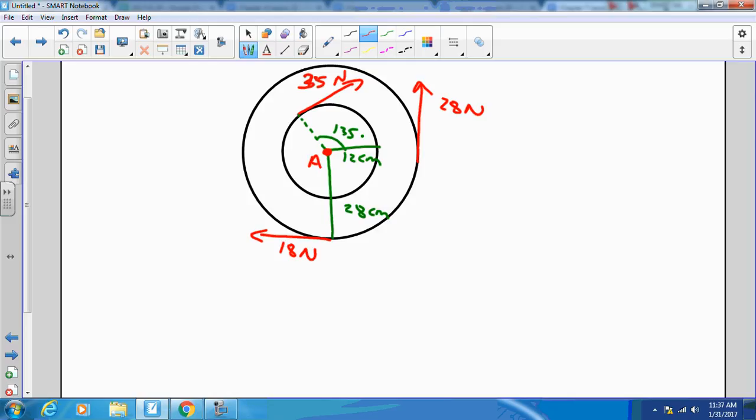If I label this point as A for axle, then the net torque about the axle is going to be 35 newtons times its distance. Now here's the second place that I need to pay attention. They don't tell me the distance from the point of application of this force to the axle, but I can figure it out. It's the radius of the circle. That's exactly right. It's 12 centimeters.